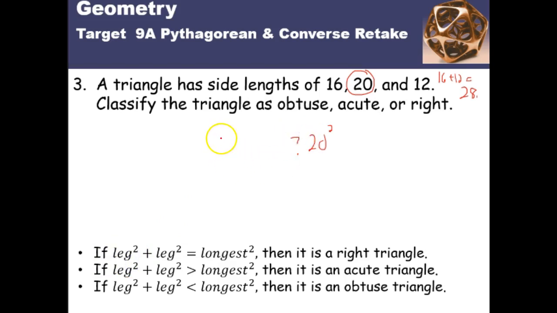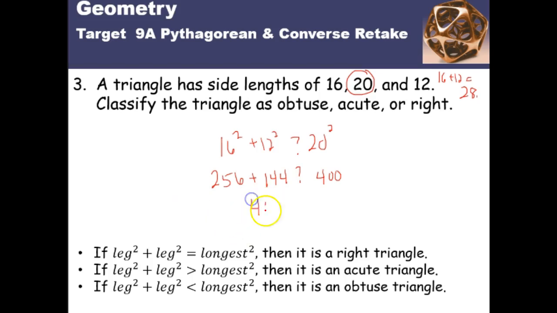And so my sides are 16 and 12. So 16 squared is 256, I believe, and 12 squared is 144. And I want to know if that's going to be equal to, greater than, or less than 400. So 20 squared is 400. I'm just double checking my math here. Yep, definitely 400. And 16 squared is definitely 256, and I know 12 squared is 144. So 256 plus 144 is, you guessed it, 400.